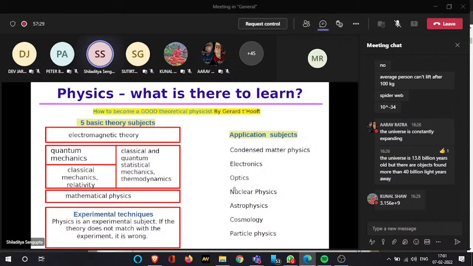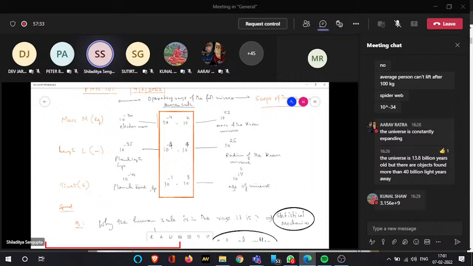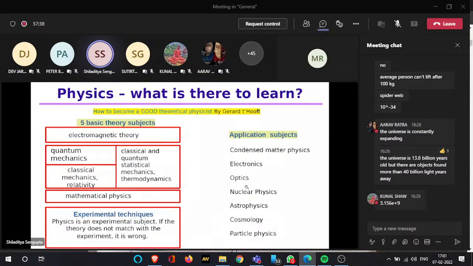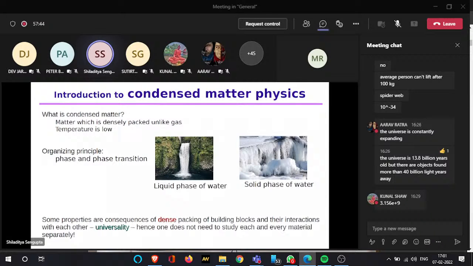If you are talking about real life phenomena, which is mostly confined to the human scale, then this is condensed matter physics. It could be electronics, optics, nuclear physics, and so on. Okay, so I think the next thing is about condensed matter physics.